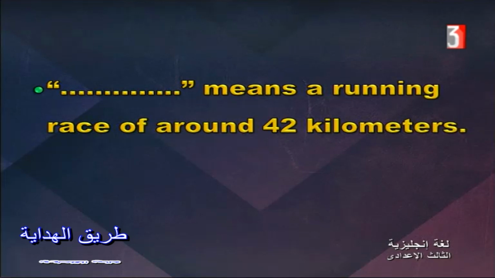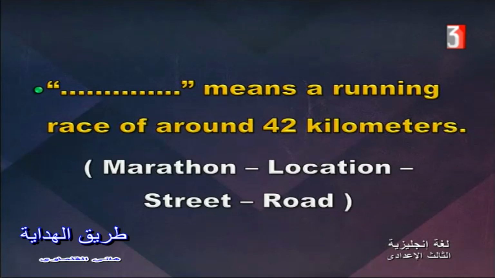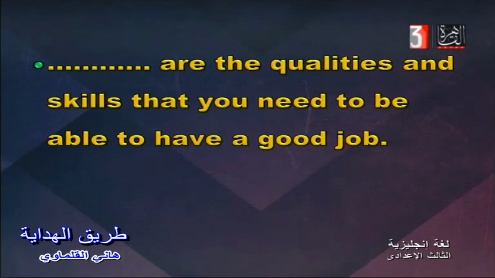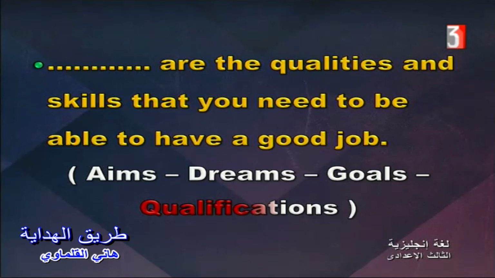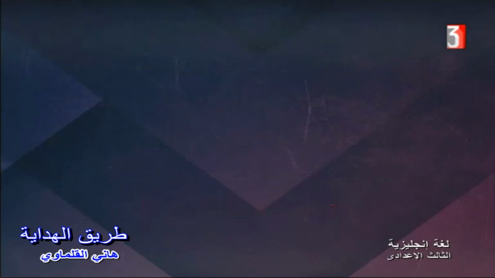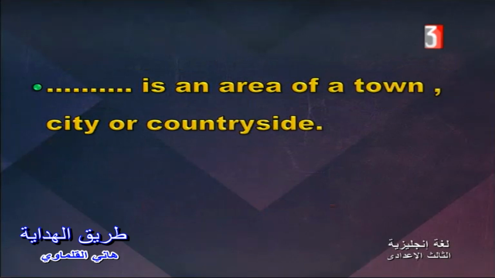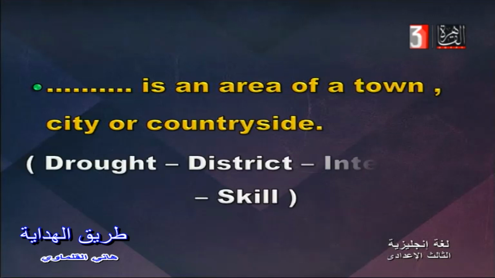We have here another question. Means a running race of around 42 kilometers. It's what we call marathon. So what's marathon? سباق الماراثون. Another question. Are the qualities and the skills that you need to be able to have a good job? Aims, dreams, goals, or qualifications? Of course, it will be qualifications, مؤهلات. Another one. Is an area of a town or a city or a countryside. It's what we call, of course, district.